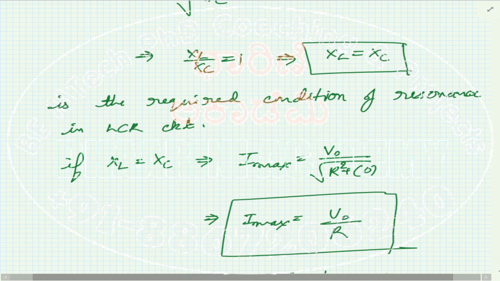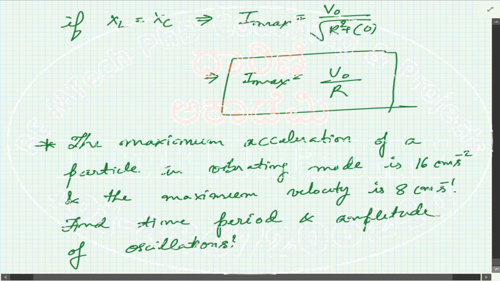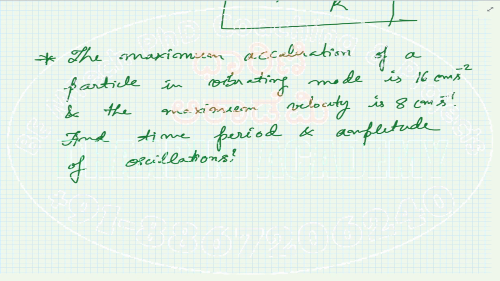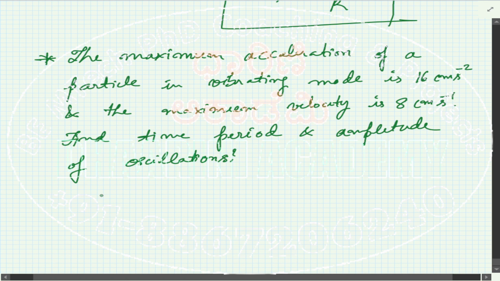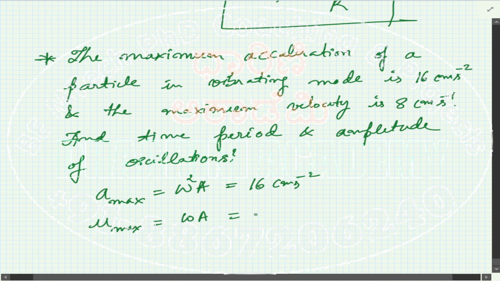So they have mentioned about the velocity and the acceleration. Maximum values are given. So we can see that the maximum acceleration, we know that this is omega square times a. So this is given as 16 centimeter per second square. And you can see that the velocity is given. We call this u max. So what is u max? This is nothing but omega a. This is given as 8 centimeters per second.